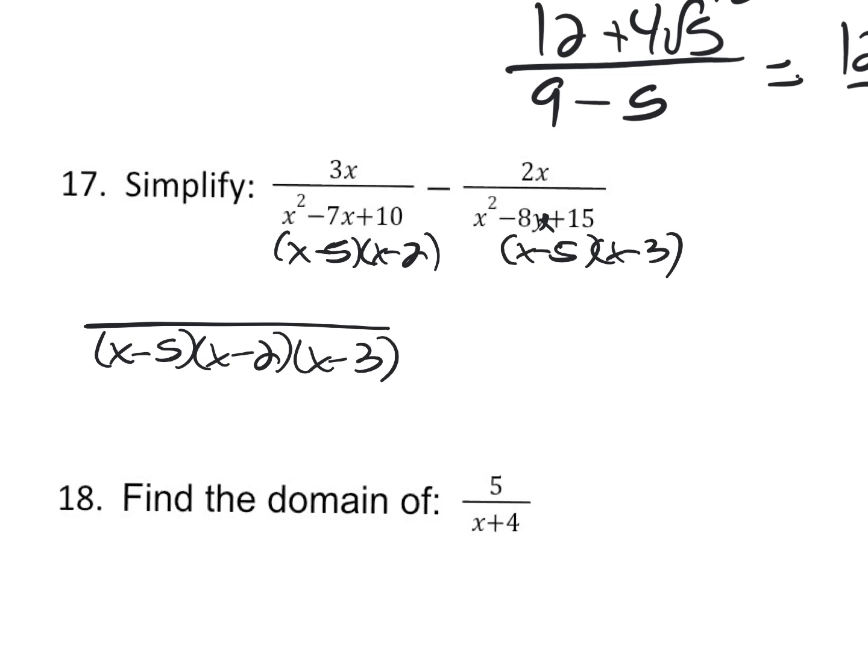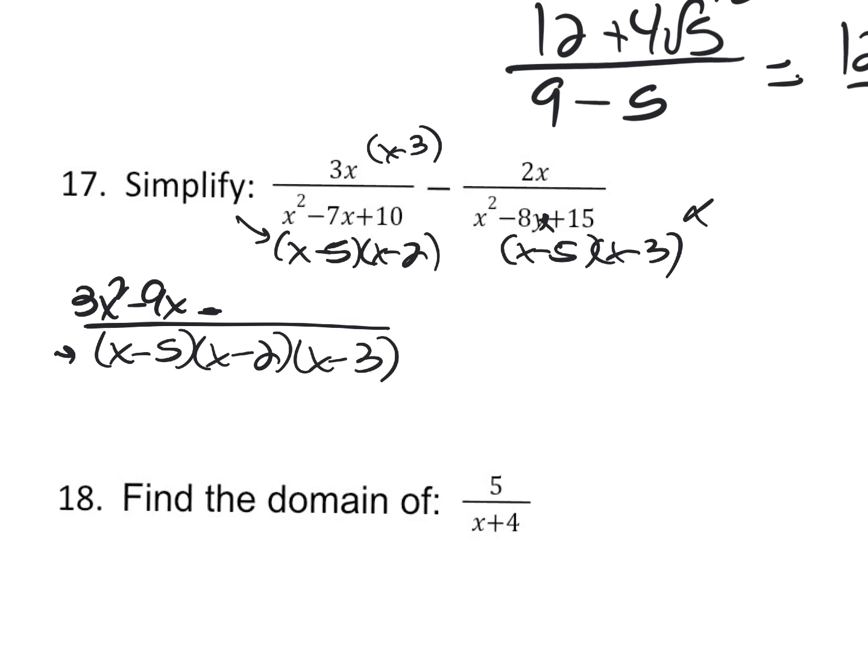We've talked about this all year. I'm looking at this first denominator and seeing what's missing. What is it missing? The x minus 3. So I'm going to do 3x times x minus 3, which is 3x squared minus 9x. Now, big deal is that minus sign. A minus sign scares me here.